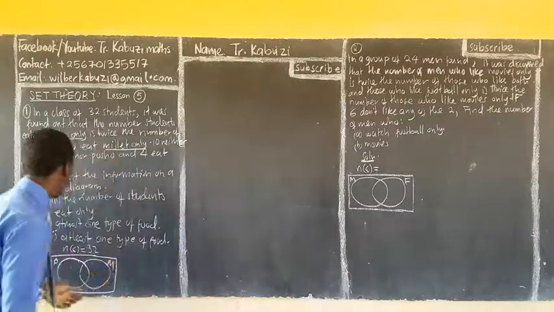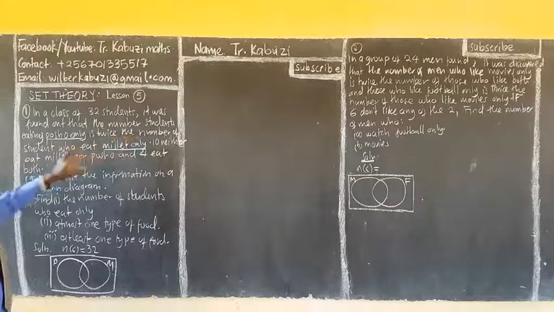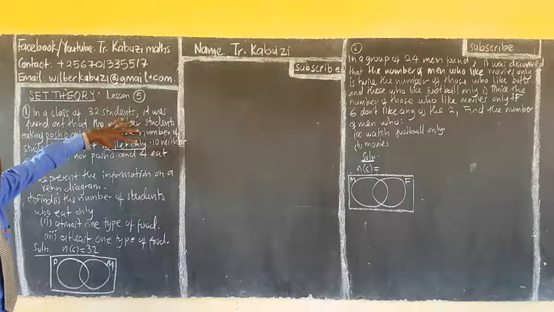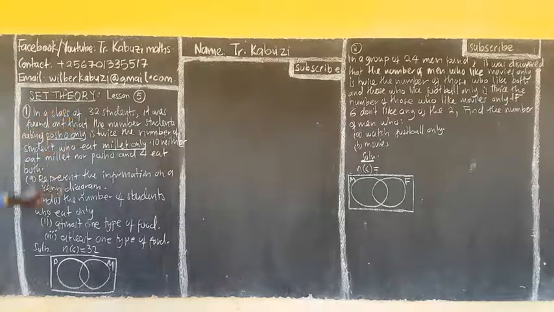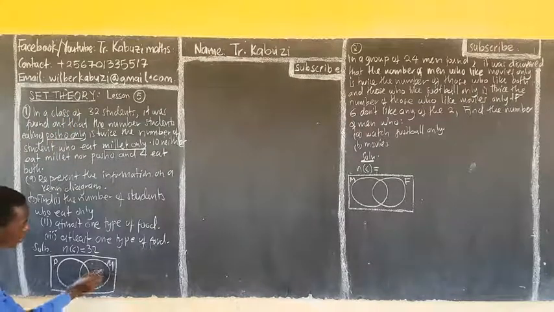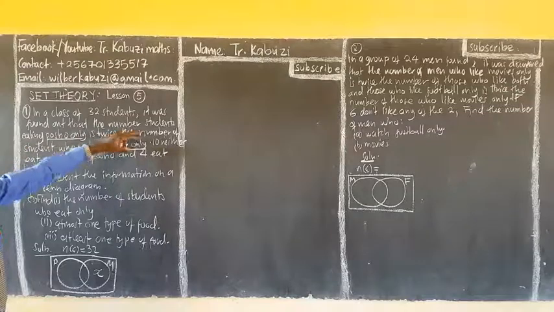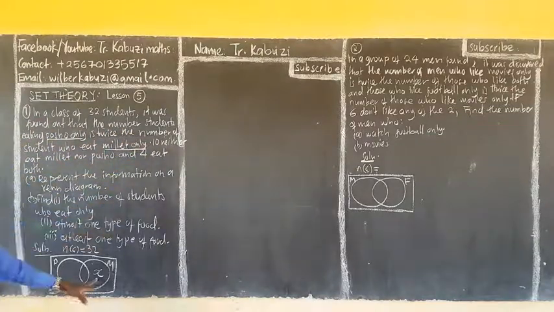So let us see. Eating portion only is twice the number of students who are eating millet only. It means that you need to know those who are eating millet only so that you can then get those who are eating portion only. So if these who are eating millet only are X, then the number of students eating portion only is twice those eating millet only. So if these are X, then these are going to be 2X.